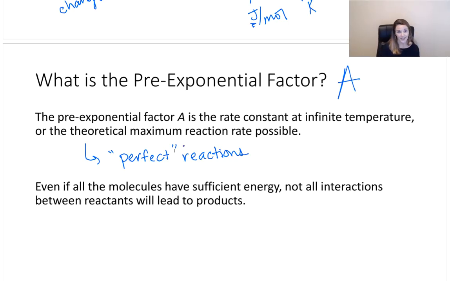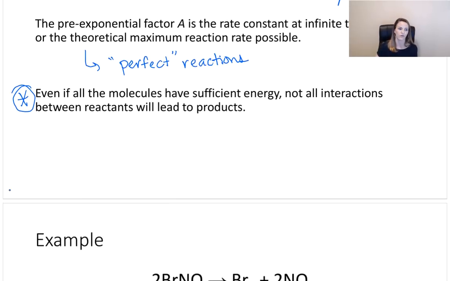It's going to be a rate constant. It's going to match your unit of K for your rate constant. So you just have to make sure, under perfect conditions, how fast would this reaction go? That's what you're saying. Now, here's the thing that we're going to dive a little bit deeper into. Even if all the molecules have sufficient energy, not all interactions between reactants will lead to products. What is that about, right?